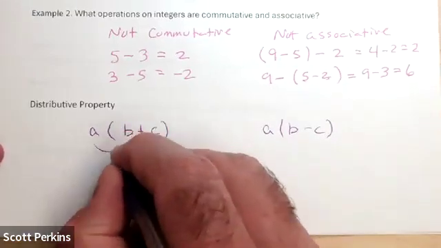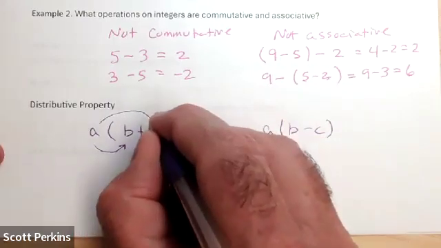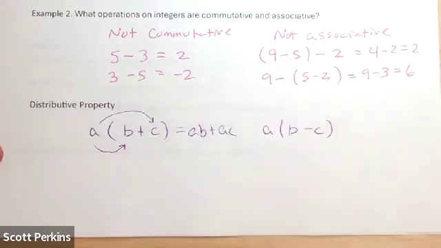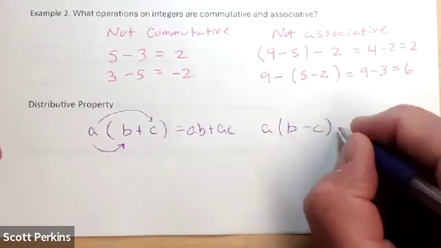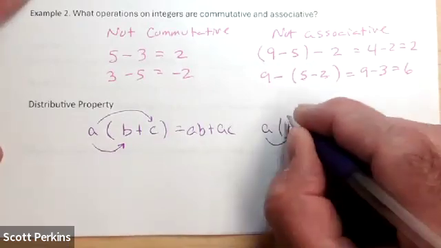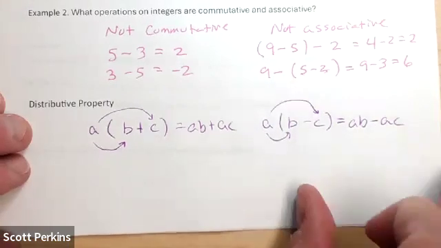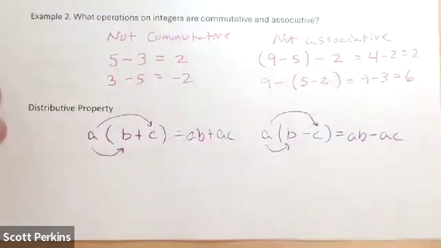I could take the A times the B, get AB, and then the A times the C and get AC. Same thing's true for subtraction. A times the B is AB, and then A times the negative C is negative AC. And now you no longer have any parentheses, and you have a different expression.